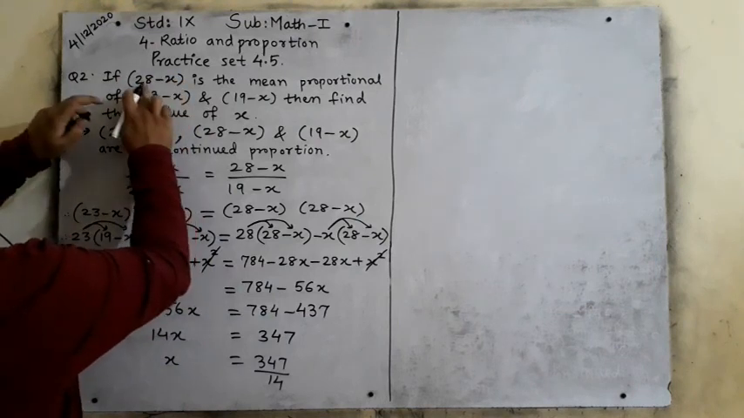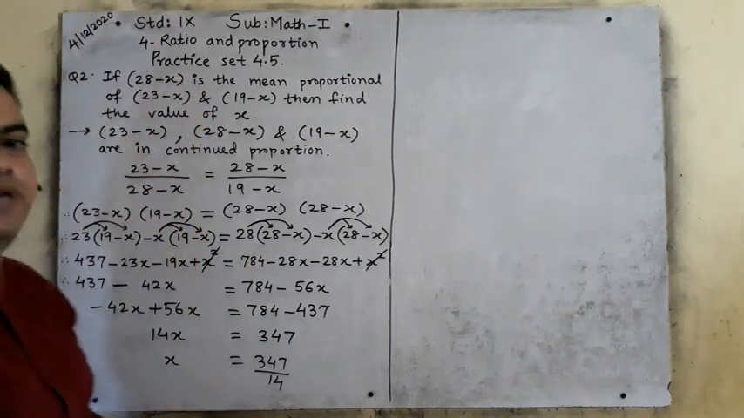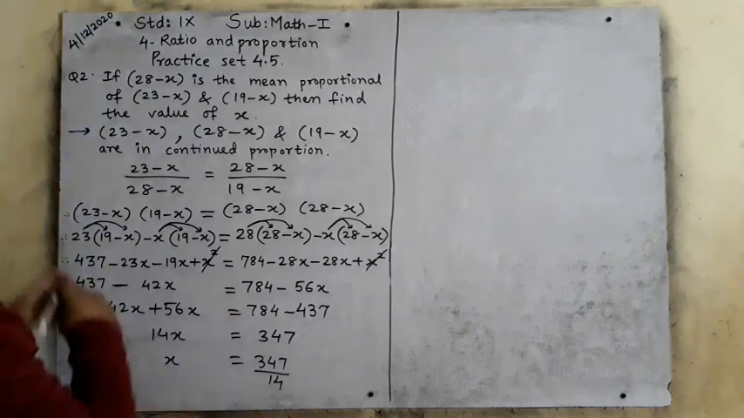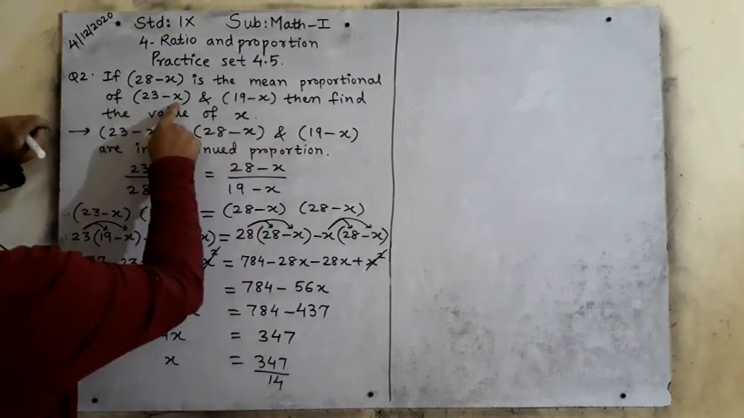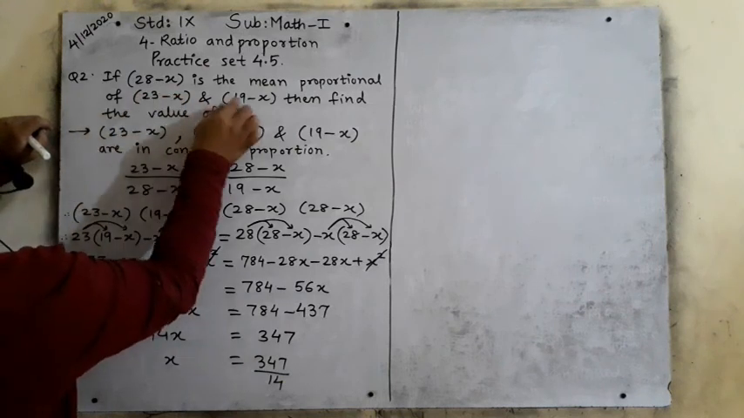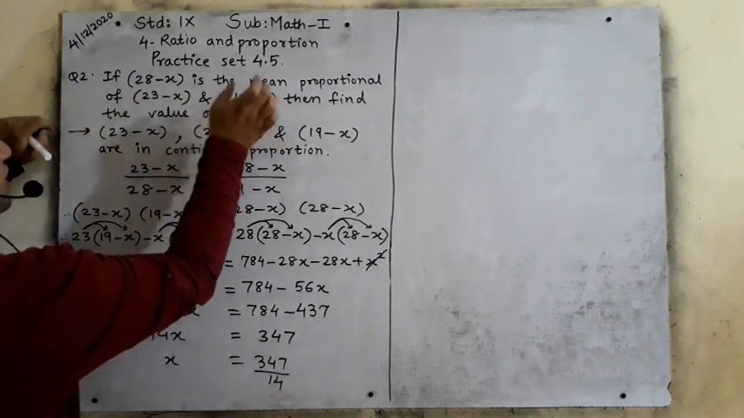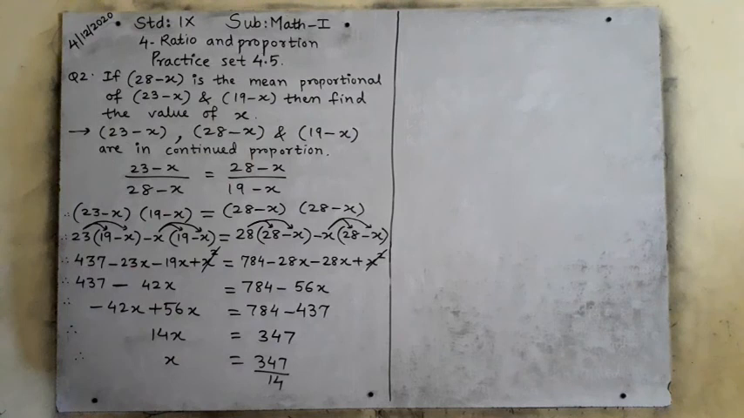It means 28 minus x is the value of B. Is it clear? Which is present between A and C, of 23 minus x, which is the value of A, and 19 minus x is the value of C. Then find the value of x.